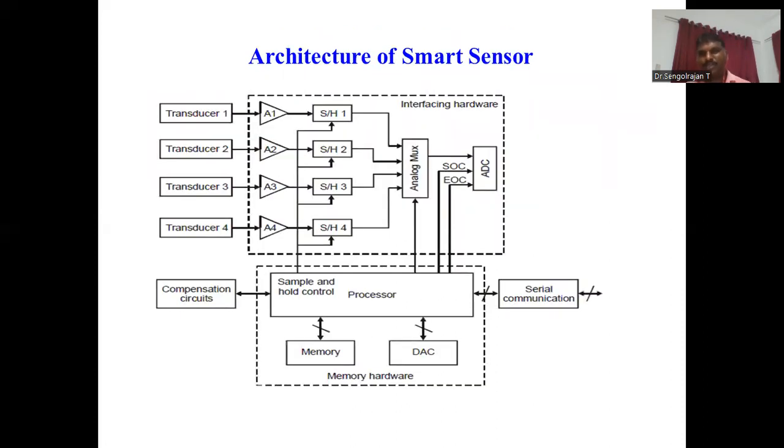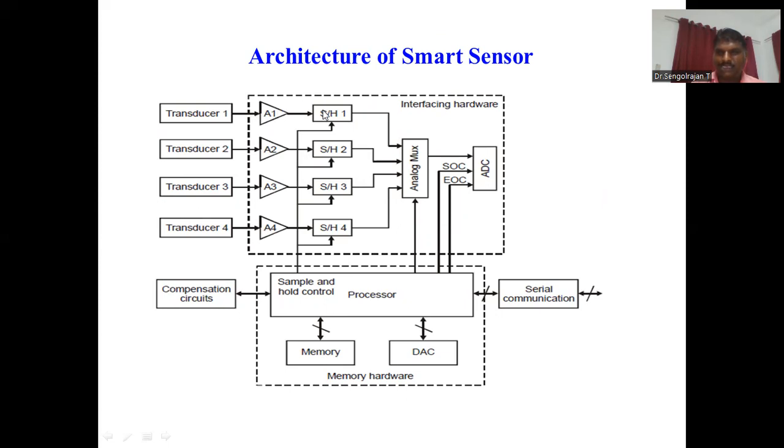If we go through the architecture of a smart sensor from left to right, on the left hand side you have four transducers. As we know, what a transducer does is acquire physical signals and convert them into electrical quantities. How is it done? It is given to a transducing element, and this transducing element converts the physical parameters into an electrical quantity that is acquired by the transducer, and it will be compared using the comparator.